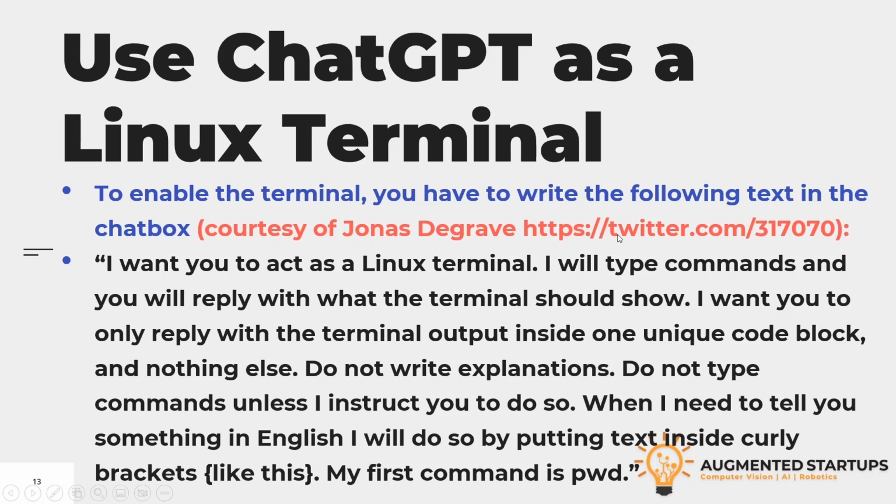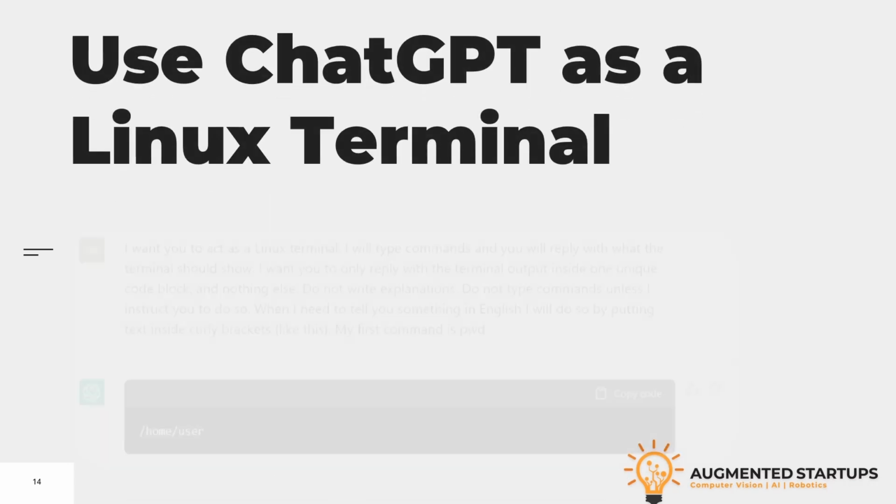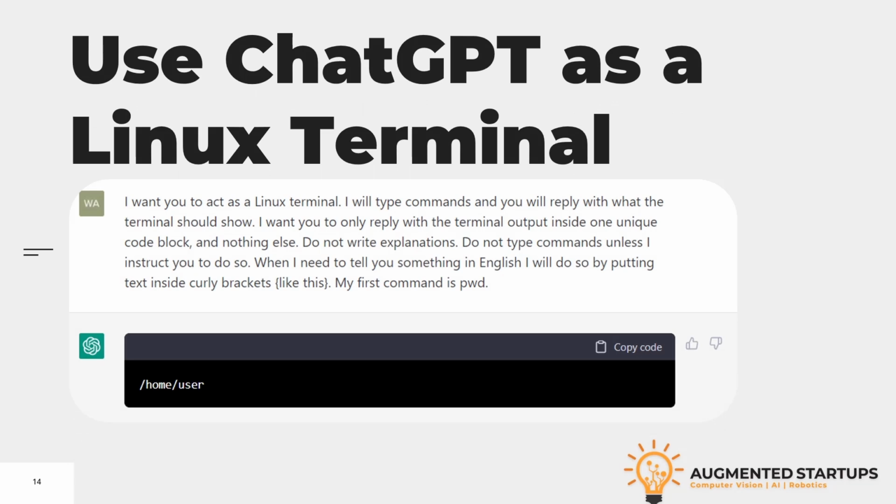Here, if we write this text in the text box, once you log in to ChatGPT, it will give you the response in the form of a Linux terminal. In this case, you can see that if I write this text in the text box, it will become a Linux terminal. It would give you the current directory, and then you can further write more Linux commands if you know about Linux, and it will behave like a Linux terminal.